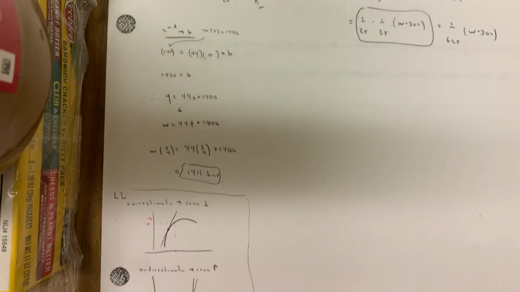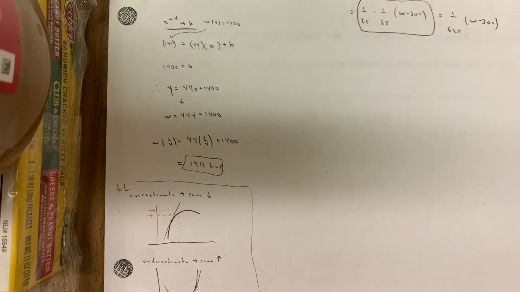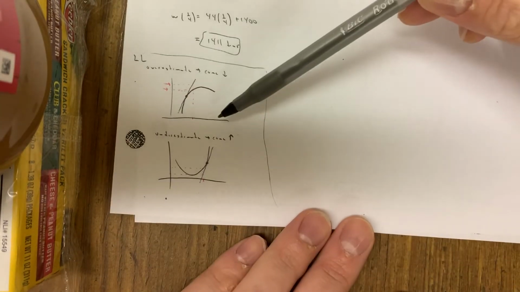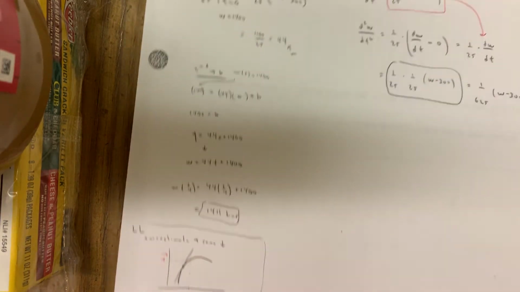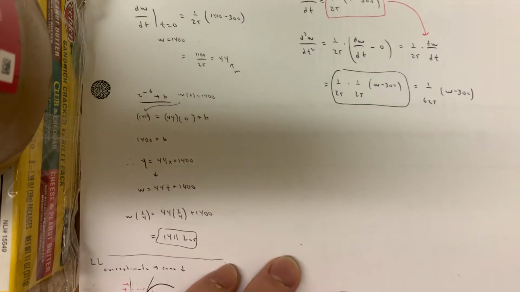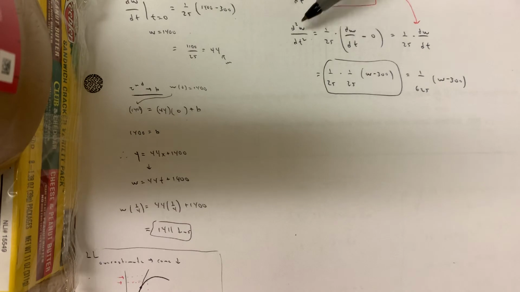My estimate was 1,411. Is that greater than the true value or less than the true value? Well, it's all about the concavity, okay? And the good thing about concavity is that the second derivative of a function will tell you the concavity of a function. I got the second derivative right here. The problem is, how are you supposed to figure out if it's positive or negative?